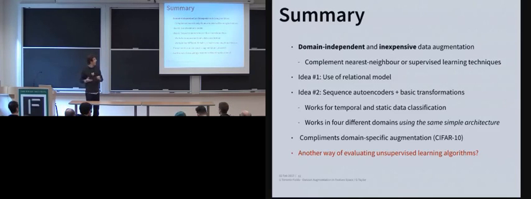So that's the downside. The second idea was a more generic method where we didn't have to collect a specialized data set of transformations. We simply used a generic representation learning technique and then performed very simple transformations in feature space. We used a sequence-to-sequence autoencoder, but of course you could use various unsupervised representation learning methods. We saw it working in 4 different domains, both sequential and static, using the same simple architecture. It has complemented domain-specific augmentation on the CIFAR dataset.